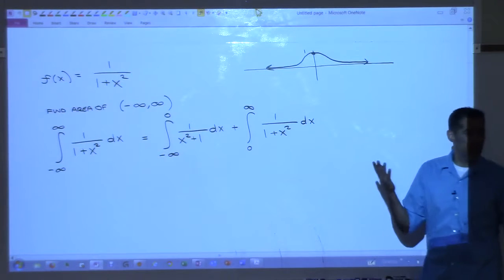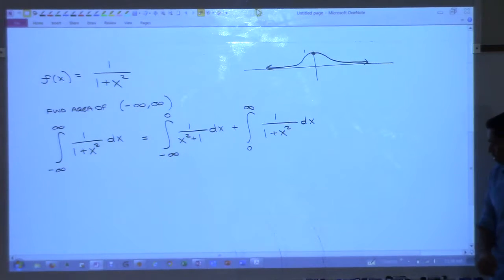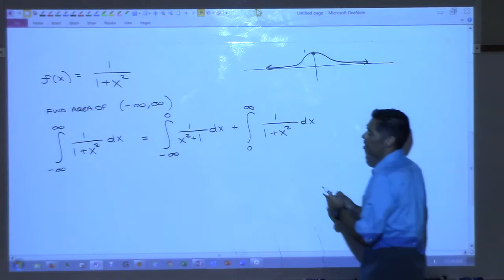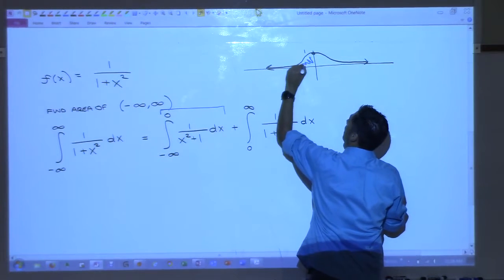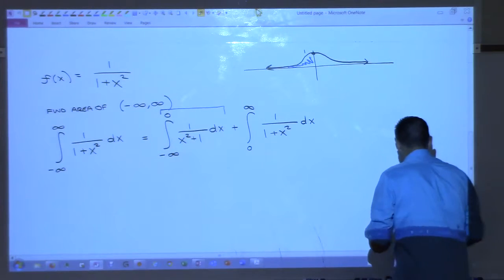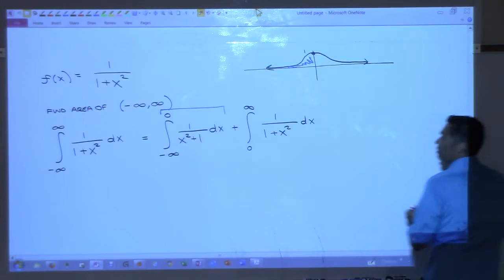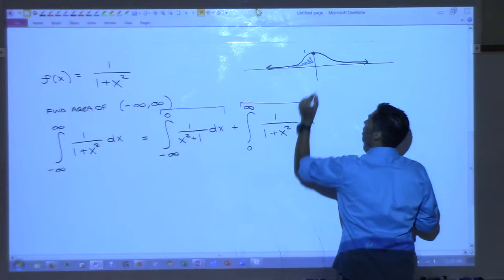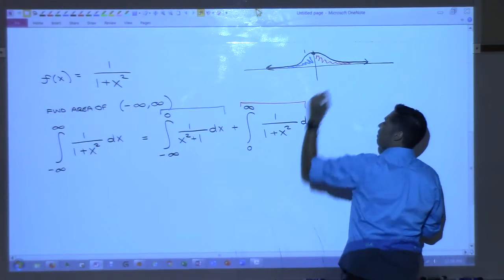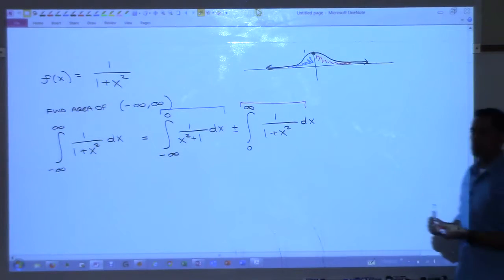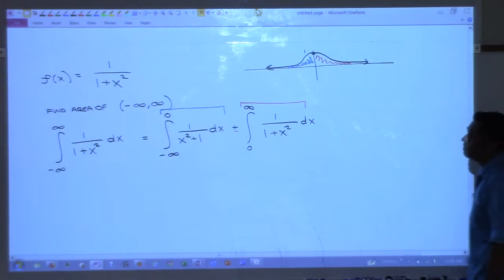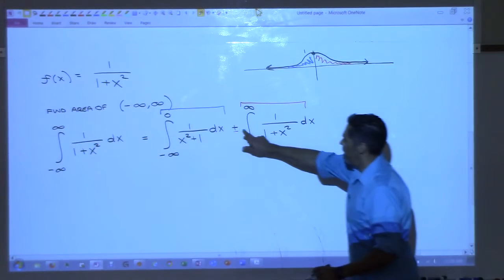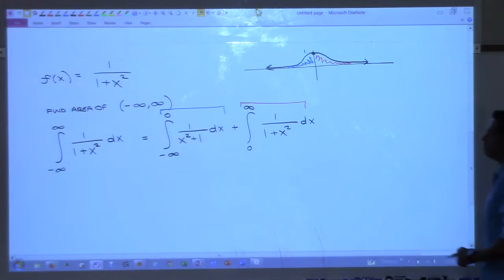Now, do you agree this should still give us the same answer? Basically this integral right here represents the area over here, right? And then this integral right here represents the area over here, and we're just going to add them up, right? Does that make sense that we could do that? Okay, so we're just going to do these two separate integrals and add them.